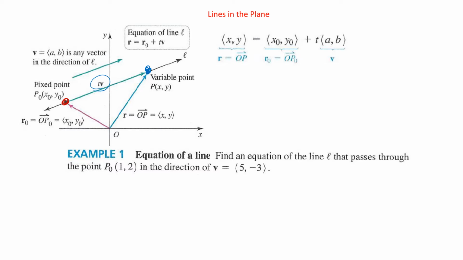So we're going to do that with this equation. So we have our initial point. So our vector xy is going to equal the initial vector. So we're going to turn the point into a vector, 1, 2, plus t times the direction vector, 5, -3. That's it. That would be the equation of the line here, and t would go from 0 to infinity.